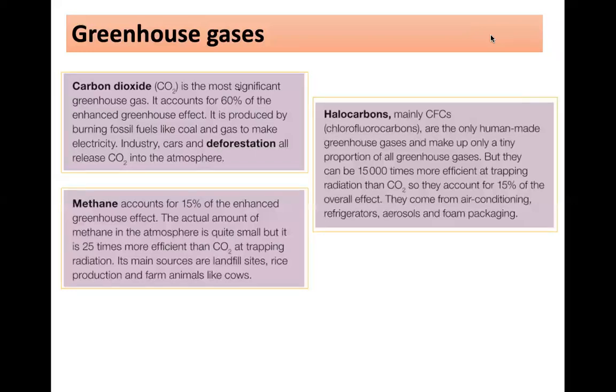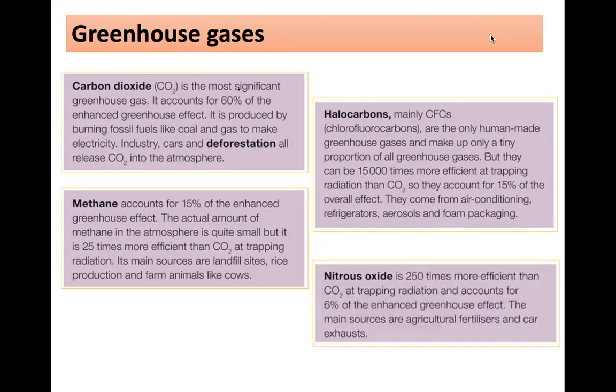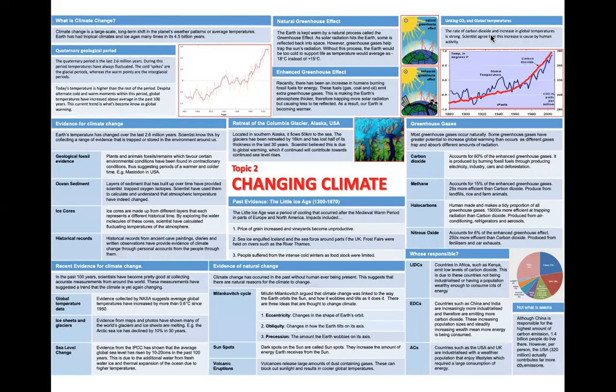Then you've got halocarbons, which we invented, mainly CFCs. They're human-made. They're a tiny proportion, but they're 15,000 times more efficient. So they account for 15%. They come from air conditioning units, refrigerators, aerosols, foam packaging. And then you've got nitrous oxide, 250 times more efficient than CO2, accounts for 6%. Main sources, agricultural fertilizers and car exhausts.